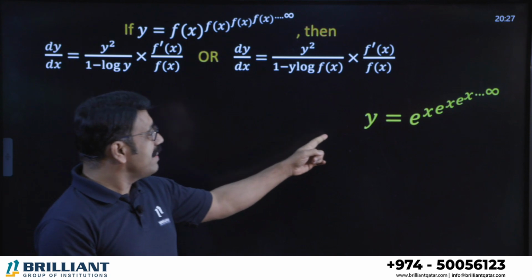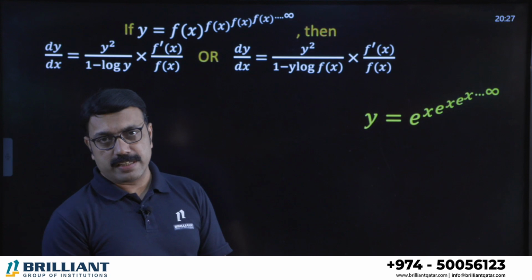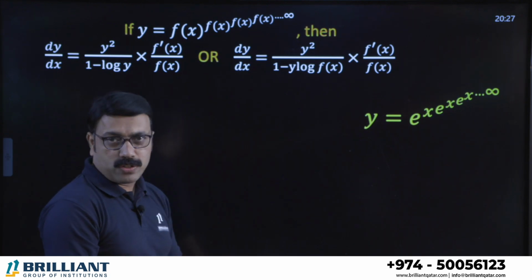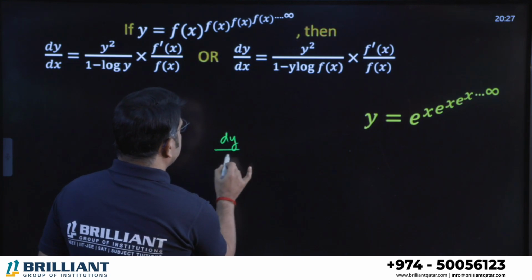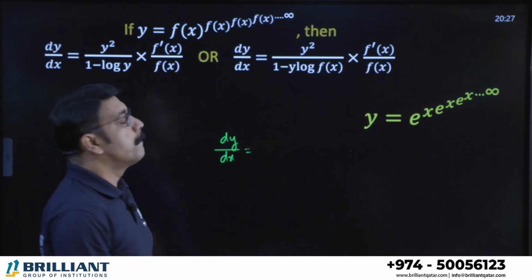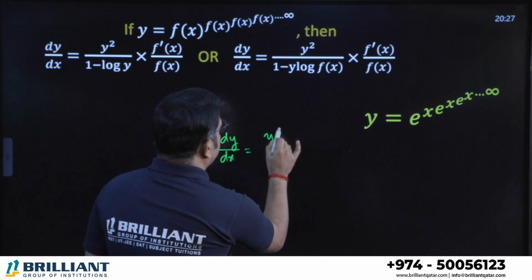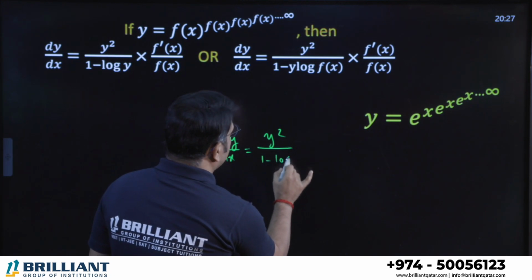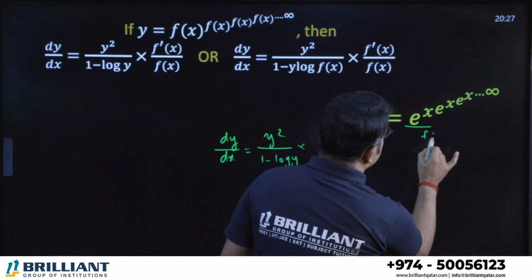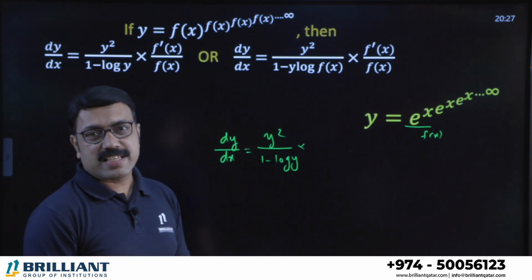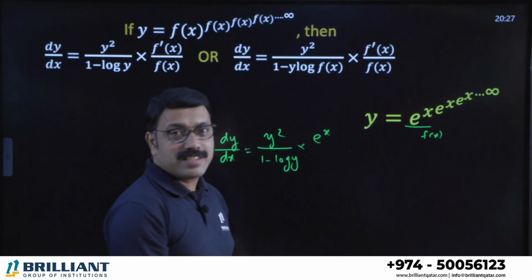The question is y equal to e raised to x, power e raised to x, power e raised to x, and so on to infinity. I am not explaining again what the shortcut formula is. Directly we apply it. Please see, dy by dx is equal to y square divided by 1 minus log y into, what is f of x? F of x means e raised to x. Its derivative is e raised to x itself.